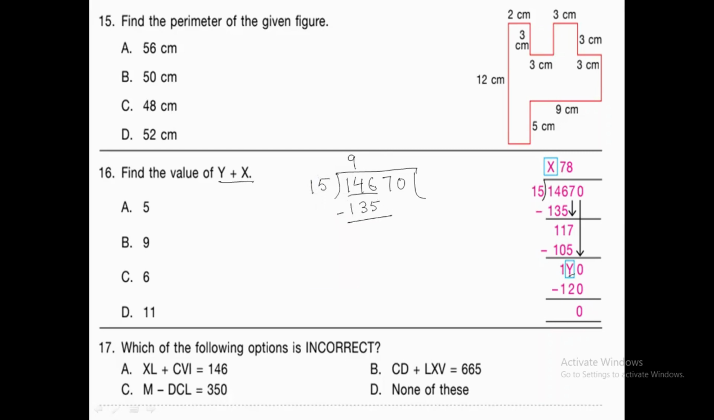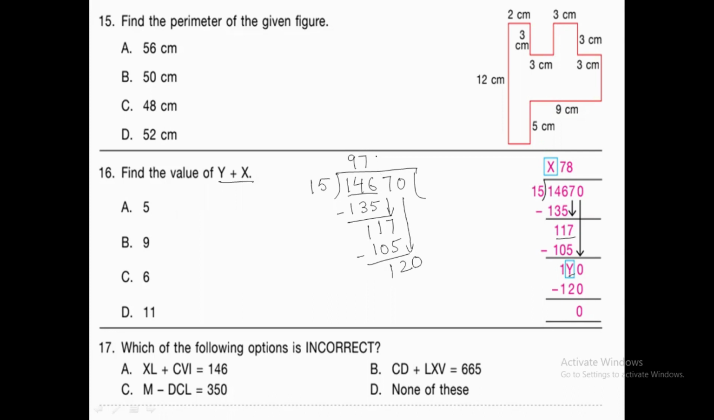Now let's subtract it. What are we getting? 6 minus 5 is 1. 4 minus 3 is also 1. Then we will bring this 7 down. Now 117 is there, you can see. Now we have to divide it by 15, and what we get is 105. Correct? Now let's subtract it. 7 minus 5 is 2. 1 minus 0 is 1 only. Then we will bring down this 0 again.